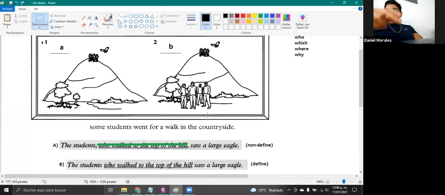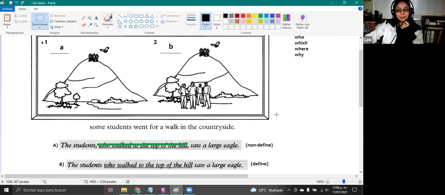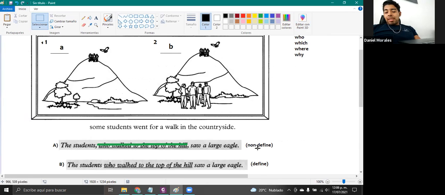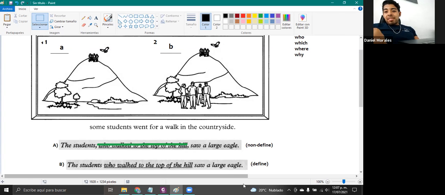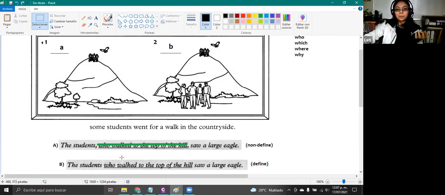Okay, I think I understand that when we use a comma it is because we are going to add extra information, and that is a non-defining relative clause. Not defining because it's not pointing to someone specific. With defining, you are defining who or what or which or where or why.